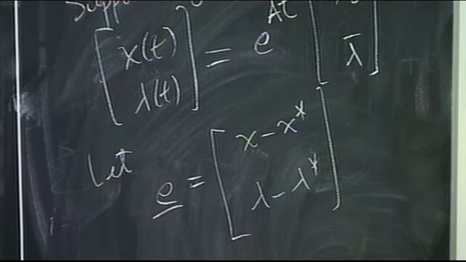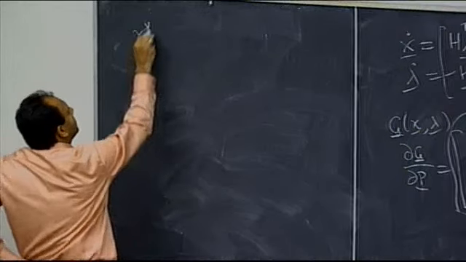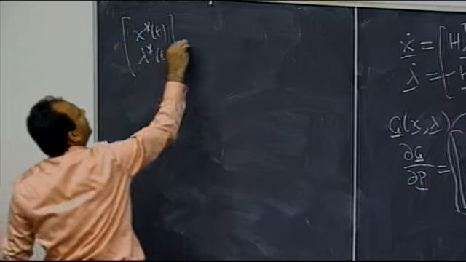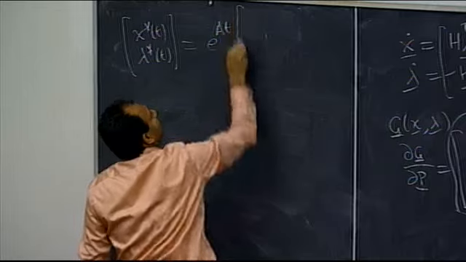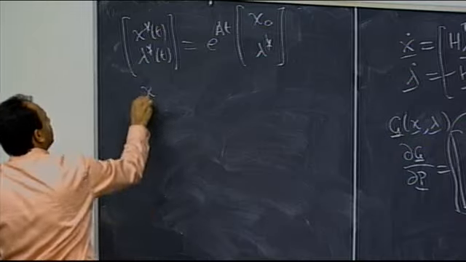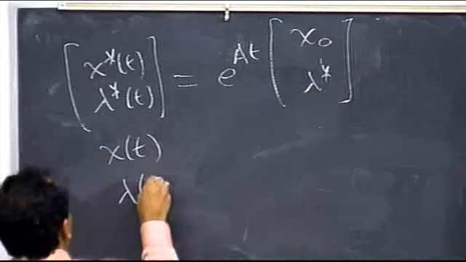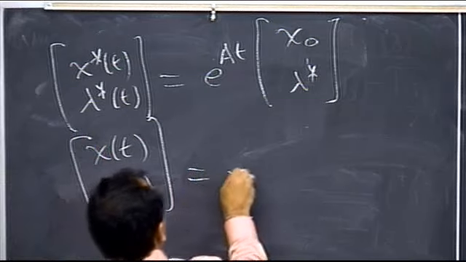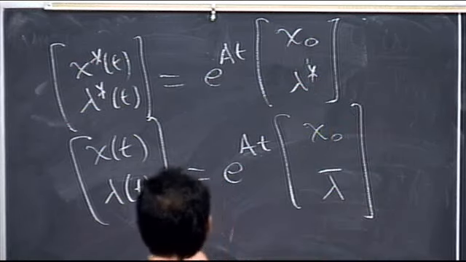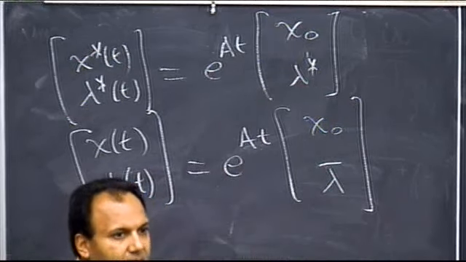I know that x star of t and lambda star of t have to equal e to the At times x0 lambda star, right? But a general solution, which has the wrong costate, is going to look like this, right? Where this is some other costate. It's not the exact costate.